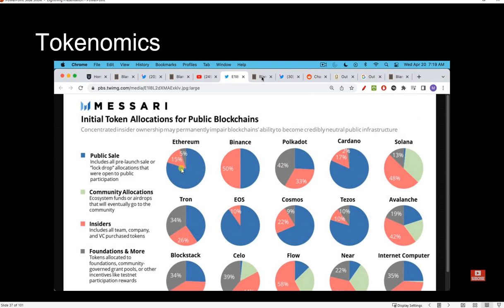Oh, tokenomics, and this is funny. Bitcoin's tokenomics are the coins are created with each block. They're always evenly distributed. All the other crap coins, they get handed out right away. Like Ethereum, insiders got 15%. You see it's crazy with other ones. Binance, 50% was all the insiders, venture capitalists. Polkadot, 33%. Cardano, 17%. Solana, 48%.